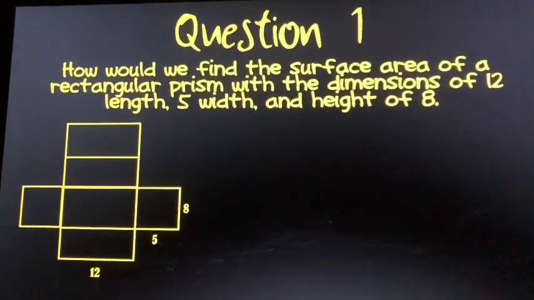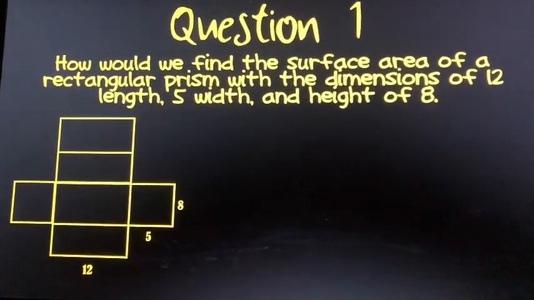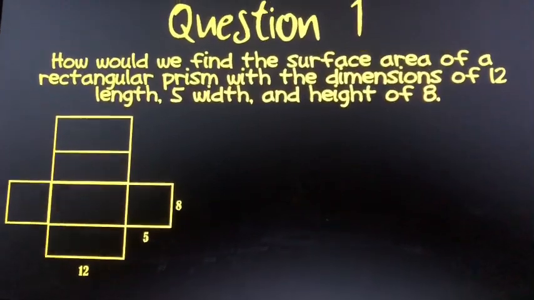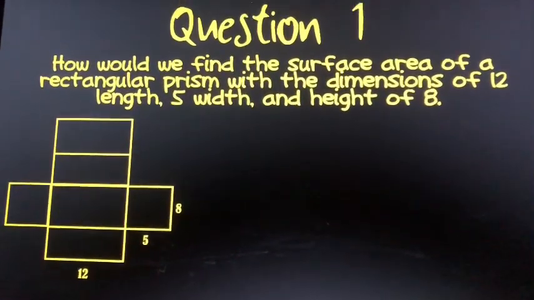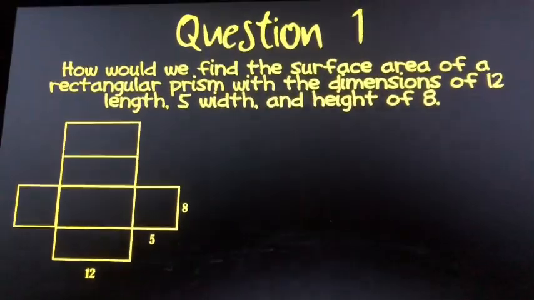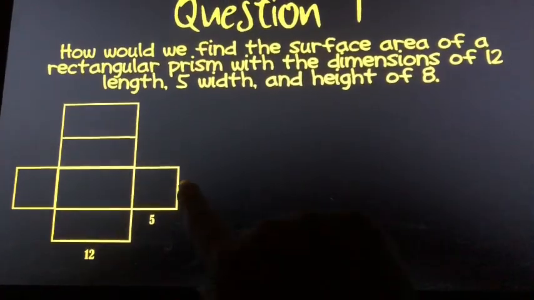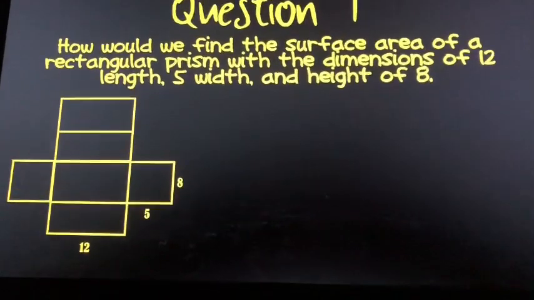Question 1. How would we find the surface area of a rectangular prism with the dimensions of 12 length, 5 width, and the height of 8? Last week we looked at surface area. We don't want to confuse that with volume. However, it is important to know how to do it. So I've already put the numbers for you, 8 for the height, 5 for the width, and 12 for the base.